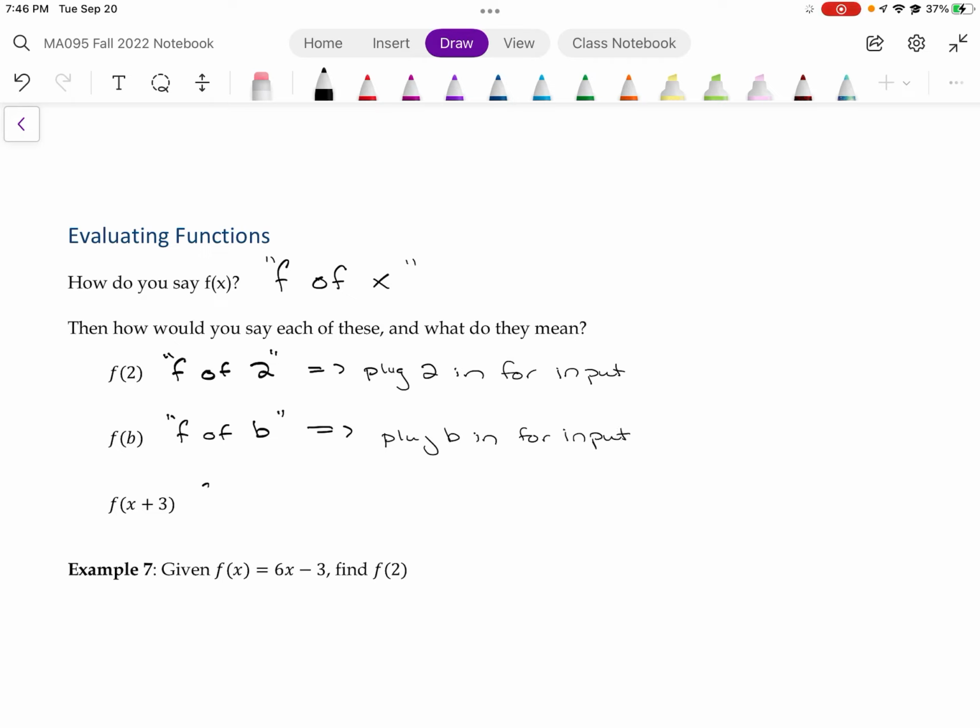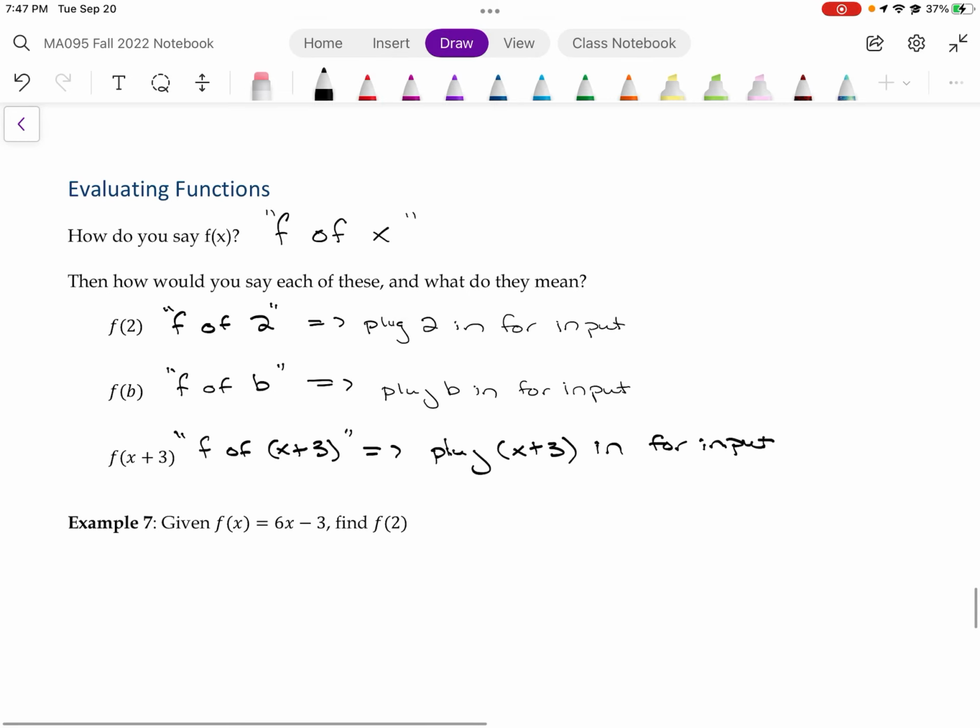And this one you would say f of x plus 3. So you plug x plus 3 in for the input. Everywhere you see an x, you replace it with an x plus 3, which always is a little weird, but just think x plus 3 is going to replace any place the input is. All right, so let's do example 7 through 11 are all very similar.